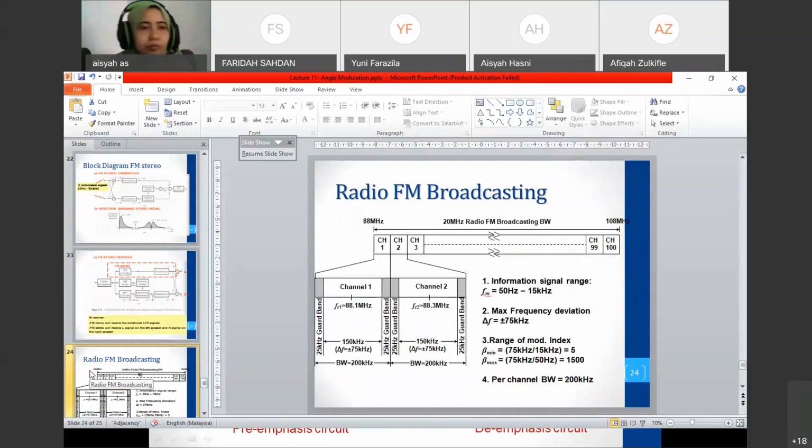Okay, so we already learned today about the Foster Seeley, the ratio detector, and the phase-locked loop for indirect FM demodulation, and we also learned about the FM receiver. For the FM transmitter, the block diagram of FM, we have pre-emphasis and de-emphasis, and the stereo is to improve the quality of the FM modulation.